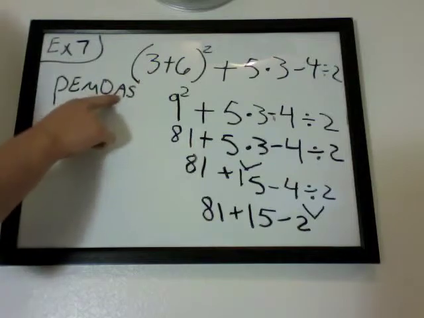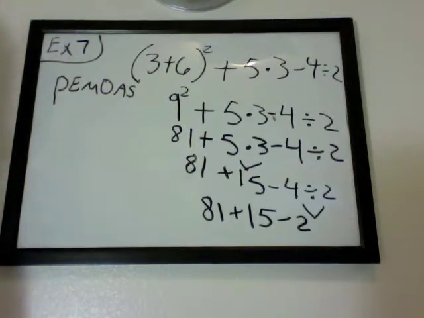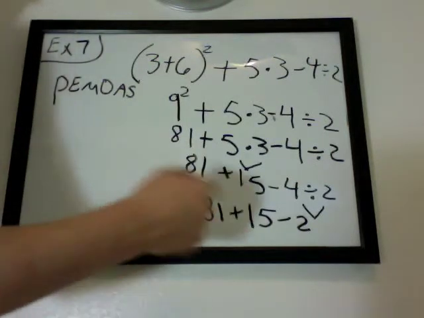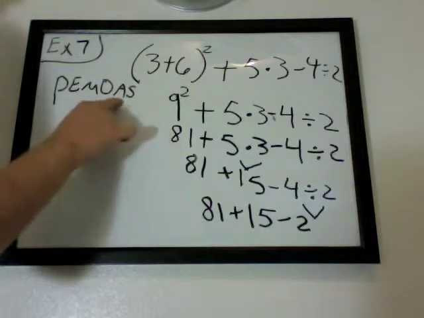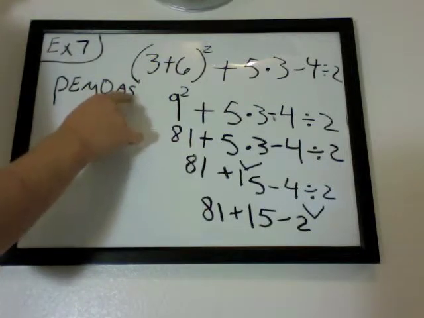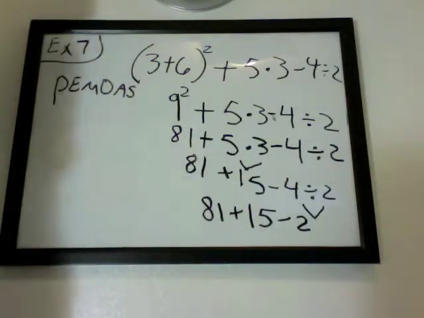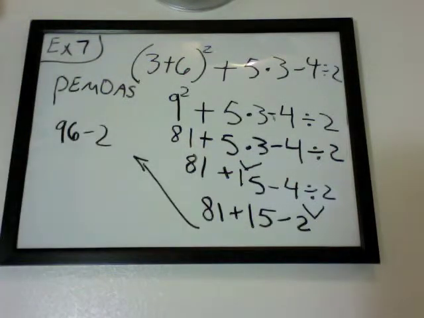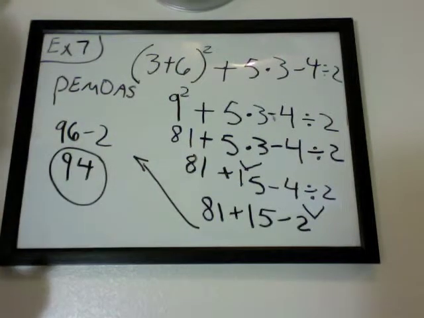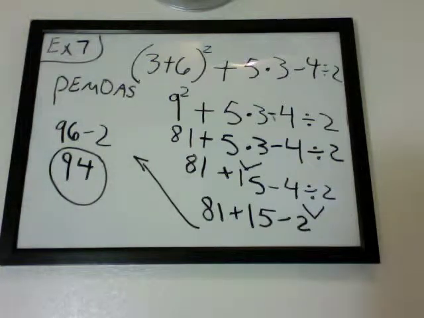Now let's look at the adding and subtracting part. The adding comes first. In this case, if the subtracting came first from the left, then you do that first, even though it says adding and subtracting. But they're opposites, so you just take it left to right. So let's add 81 to 15, and you get 96. So you have 96 minus 2, and then when you do that, you get 94. And 94 is your answer.